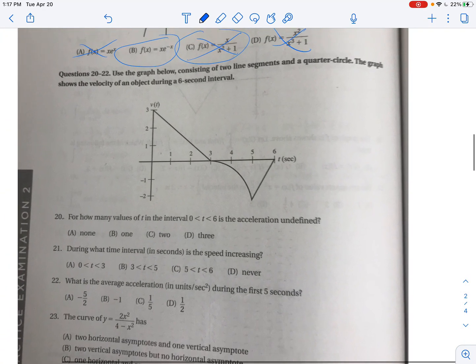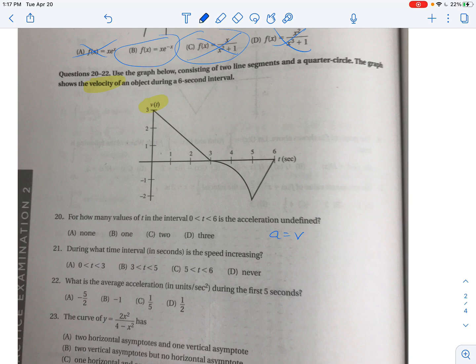20, 21, and 22 all refer to this graph of velocity. They say velocity, they label it V. That's not a trick, but sometimes people just don't read. So for how many values in the open interval from 0 to 6 is acceleration undefined? And they're clear that it's open. They don't want you debating what happens at an endpoint, does that count or not?